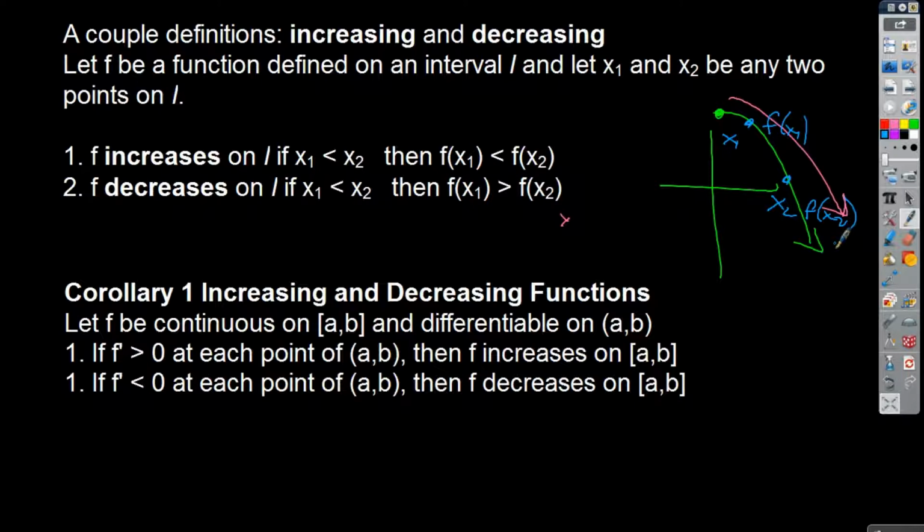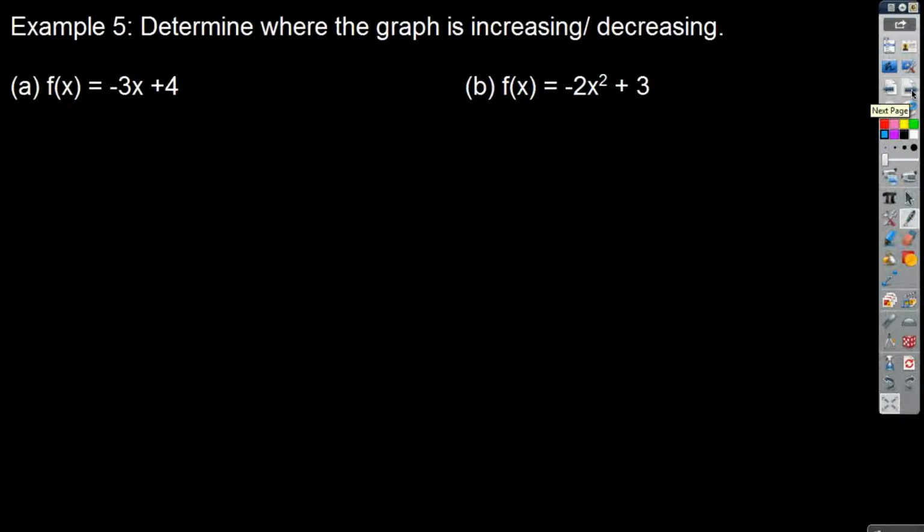We haven't talked too much about corollaries in this class, but a corollary is just a really easy to prove theorem. It's usually a theorem that can be proved in just 1 or 2 steps. So the corollary in this example just says, let f be continuous on [a, b] and differentiable on the open interval (a, b). If f prime is greater than 0 at each point on (a, b), then f is increasing. And if f prime is less than 0 at each point, it's decreasing.